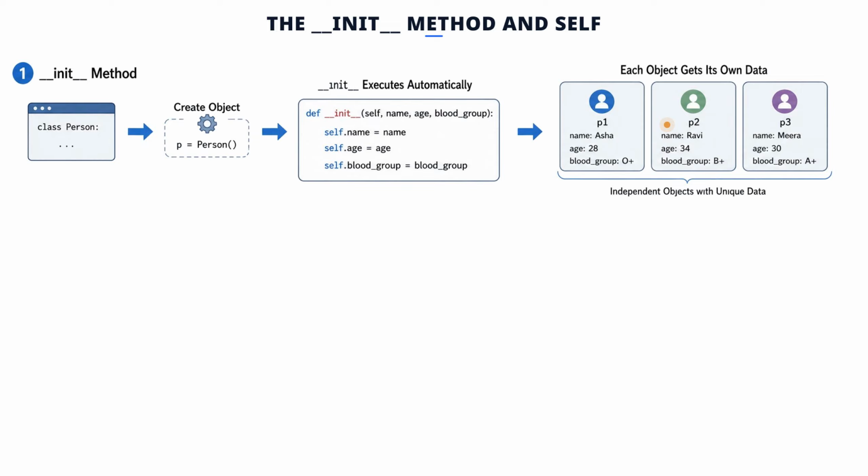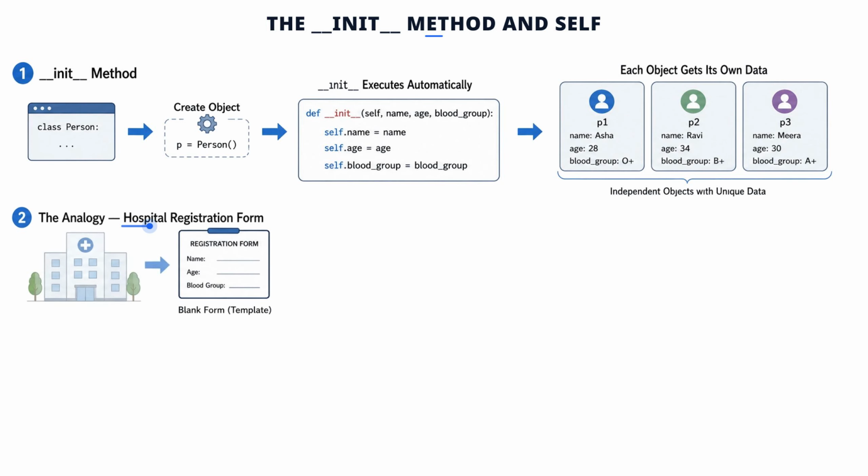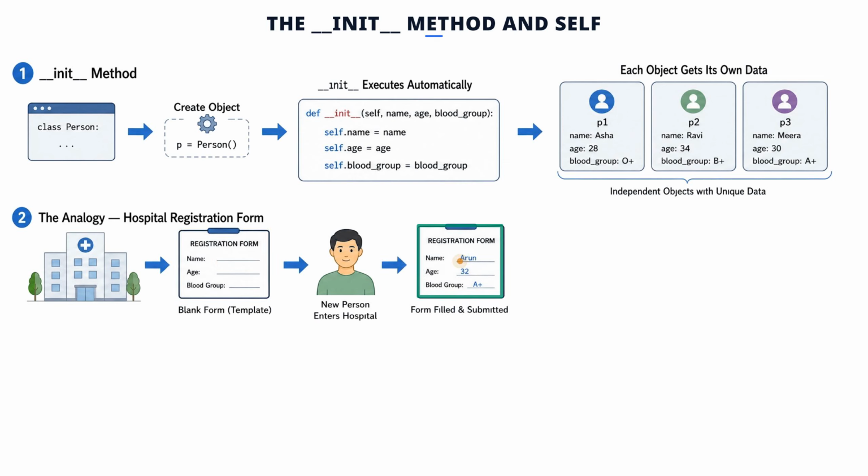To understand how this works, consider the process of registering at a hospital. When a person enters a hospital for the first time, they are provided with a blank registration form asking for specific details like name, age, and blood group. The moment that form is filled out and submitted, it becomes a personal record. This record is completely unique to that individual. No two patients share the same physical form, even if the blank template was identical.